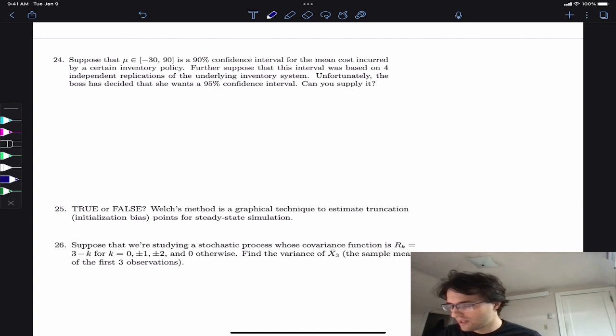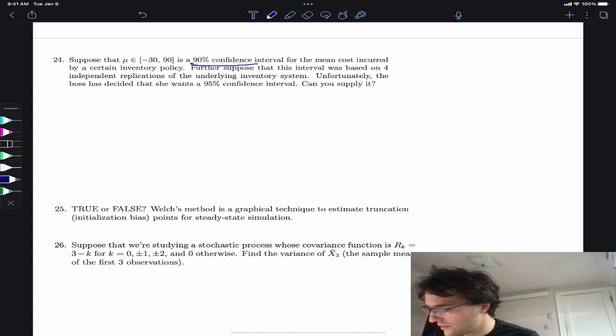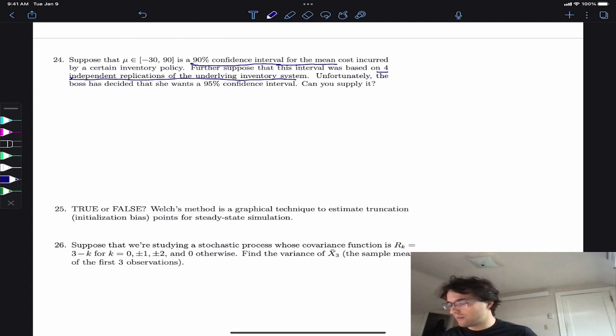Question 24. Suppose that you have a 90% confidence interval for the mean, and suppose that this interval was based on 4 independent replications of the underlying inventory system. Unfortunately, the boss has decided that she wants a 95% confidence interval. Can you supply it? So we recall how we got this confidence interval.